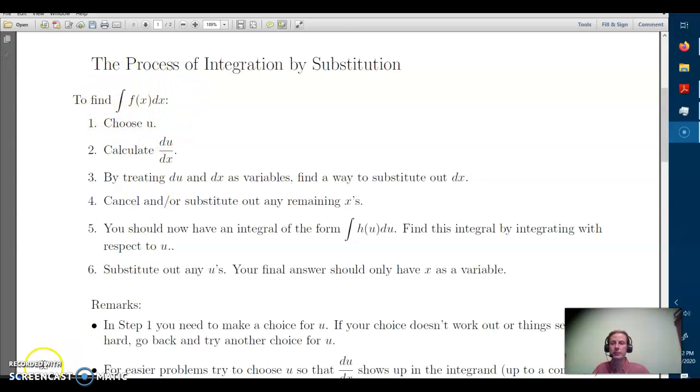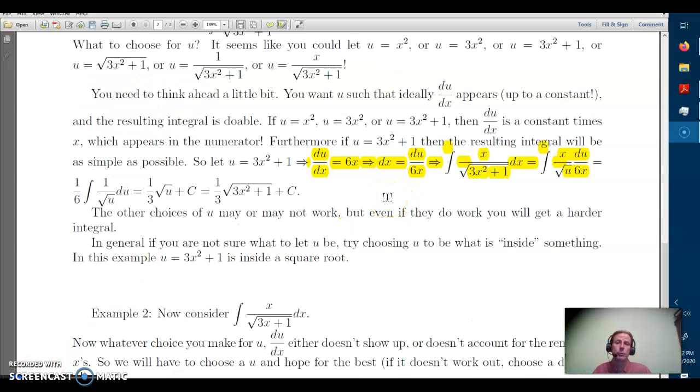Now back to the example we were working on, we calculated du dx equals 6x. If I pretend that dx is a variable, I can solve this equation for dx and get dx is equal to du over 6x. Now I can go back to the original integral, take this dx and sub it out for what we found dx to be equal, which was du over 6x, and we get the integral of x over the square root of u times du over 6x.